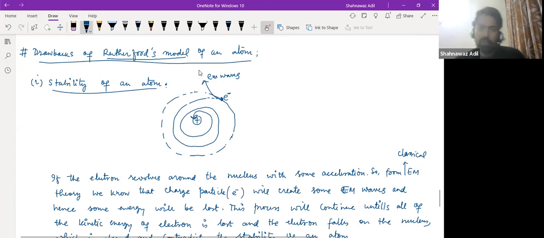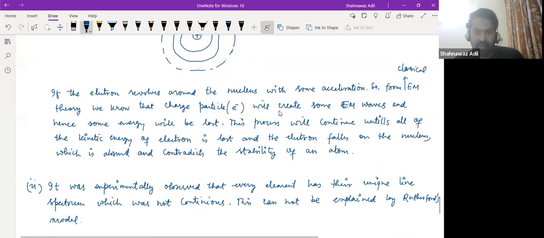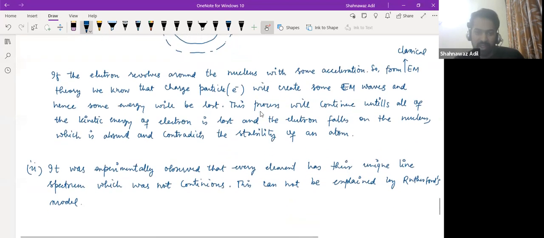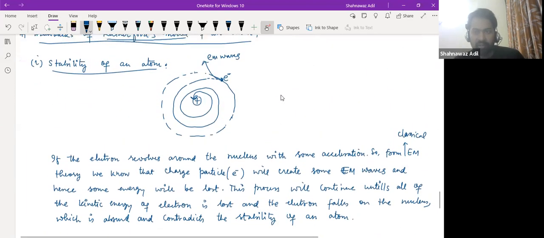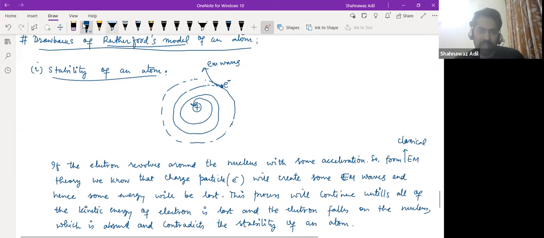When Niels Bohr was doing his experiment, he was totally against the idea of this Rutherford model of atoms. He firmly believed that the Rutherford model was the absolute one, that there was no error in it. But somehow he became convinced that there was some error in the Rutherford model. Then he gave his own model. We'll study about that.